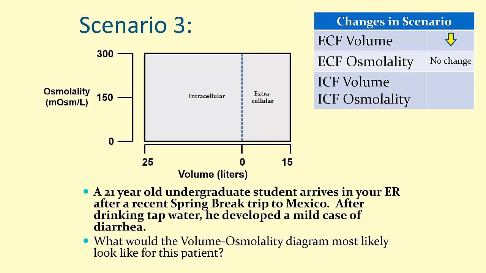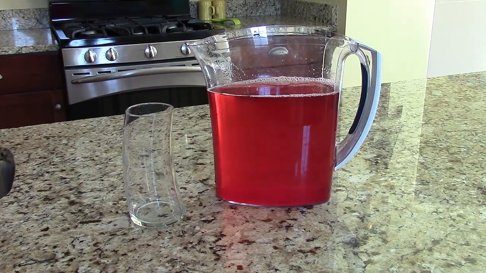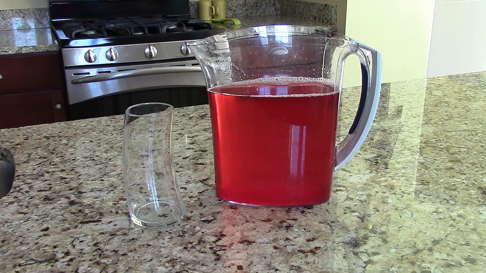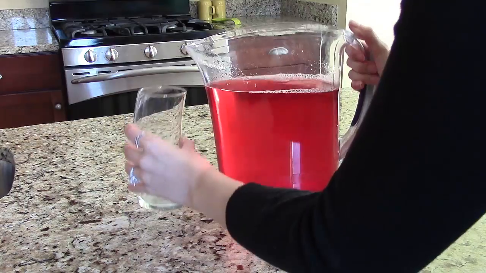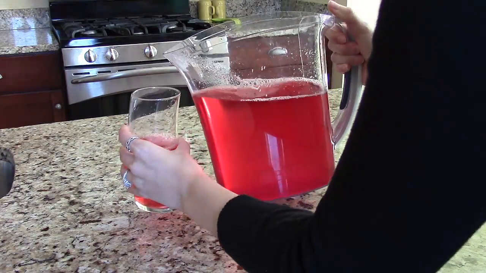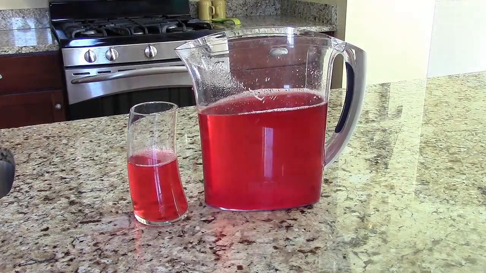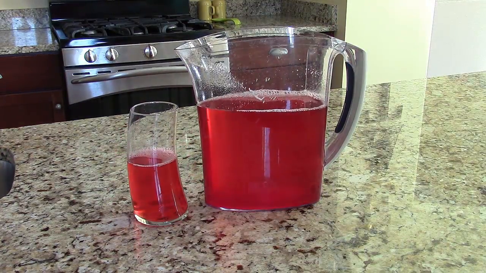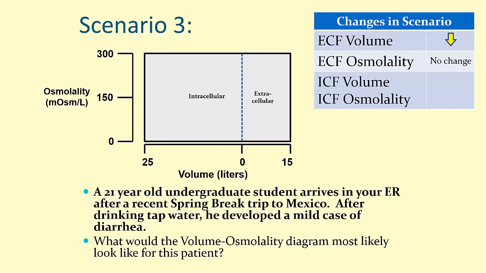In order to visualize this process, I imagine a pitcher of red drink, with the saturation of the color indicating the concentration or osmolality of the drink. I can then pour out a glass of drink from this pitcher to simulate the fluid loss that occurred during the diarrhea. You'll notice that the concentration of the fluid lost is identical to that of the original fluid. Furthermore, notice that the fluid left behind in the pitcher has remained the same color, indicating that we were still in an isotonic state.